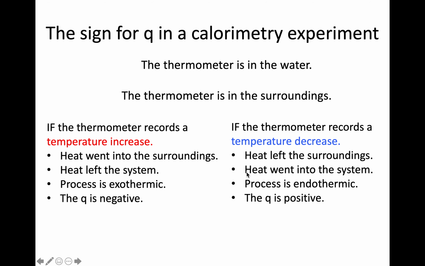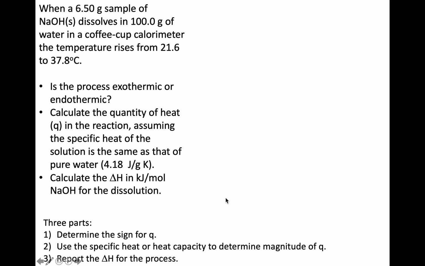The opposite for all of that would be if the temperature goes down. Heat left the surroundings, went into the system, it's endothermic, now Q is positive. The thermometer is telling us whether the process is exothermic or endothermic. So let's look at a couple examples.